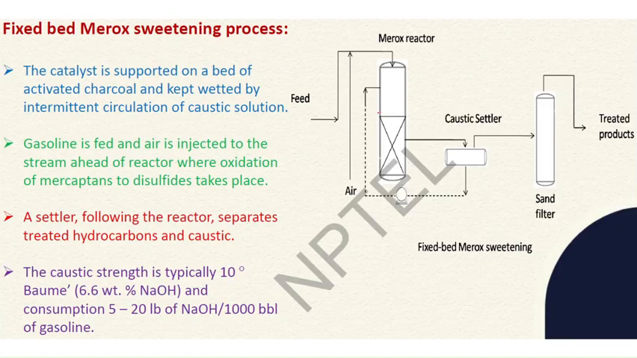The catalyst is supported on a bed of activated charcoal. Here the catalyst is placed, which is supported on a bed of activated charcoal and kept wet by intermittent circulation of caustic solution, and it is activated by the flow of this caustic solution. Okay, so this caustic solution is continuously flowing through this catalyst bed for activation.